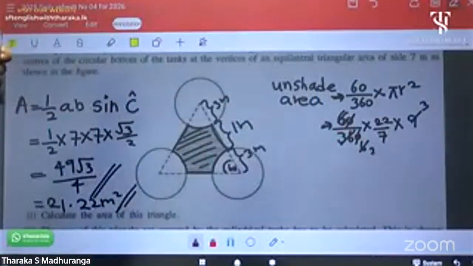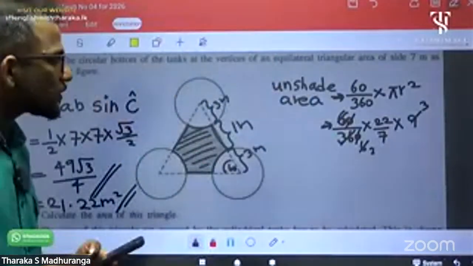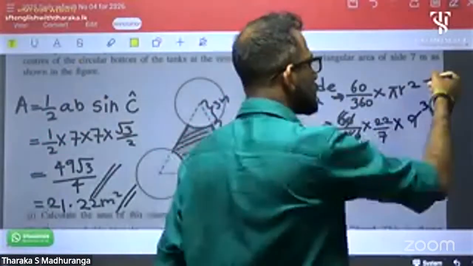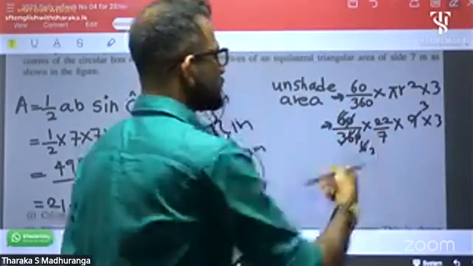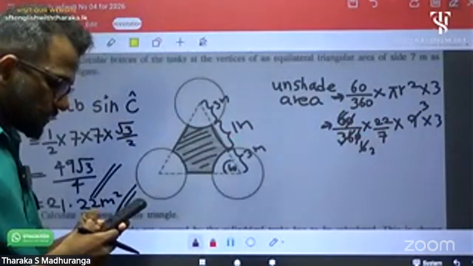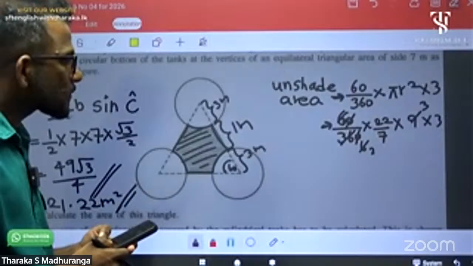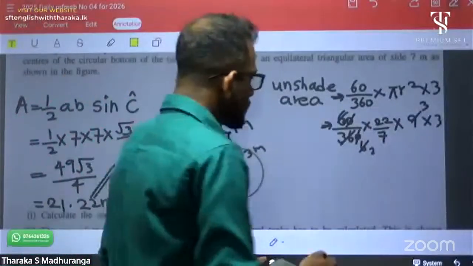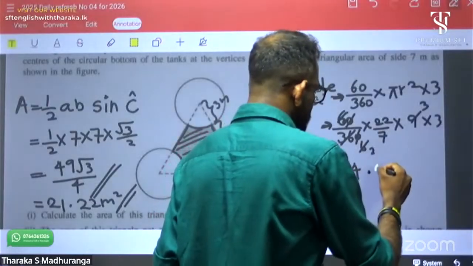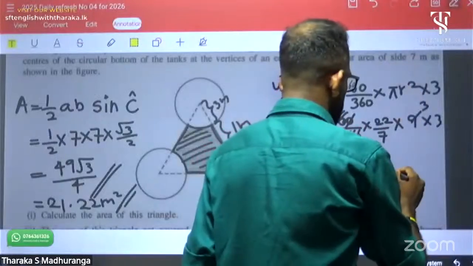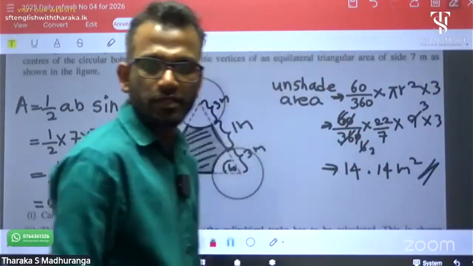Okay, 22 into 3, 66. 66 over 14. There are 3 of these unshaded areas, so again I multiply by 3. Then 66 into 3, divided by 14, gives 14.14 square meters. This is the unshaded area.